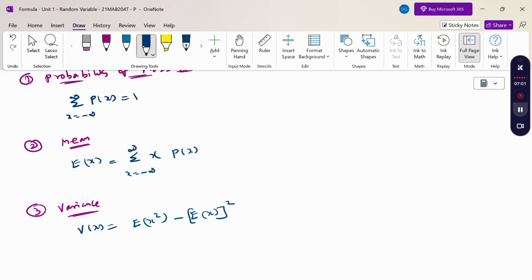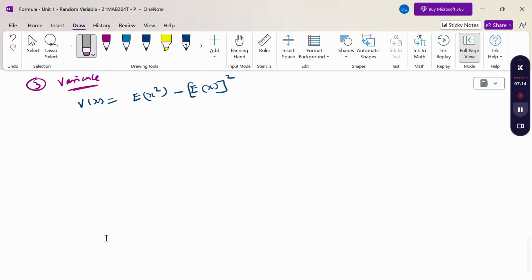Now what is the formula for E of X square, the second moment? E of X square equals summation x square into p of x, x ranging from minus infinity to plus infinity. So this is the second moment.